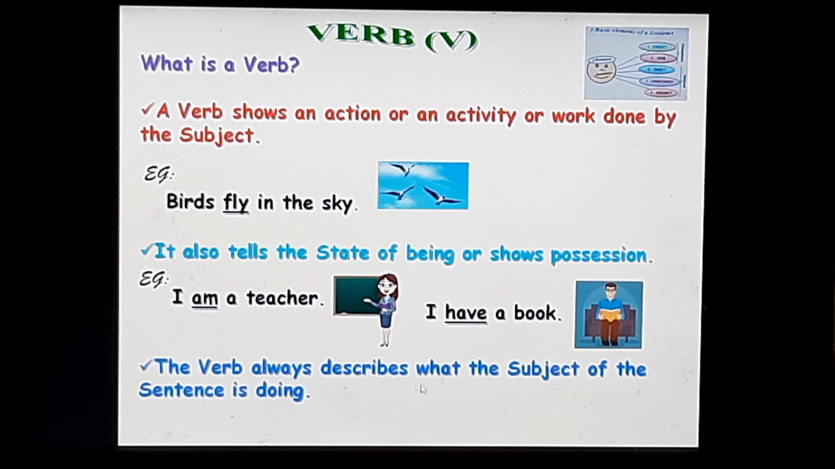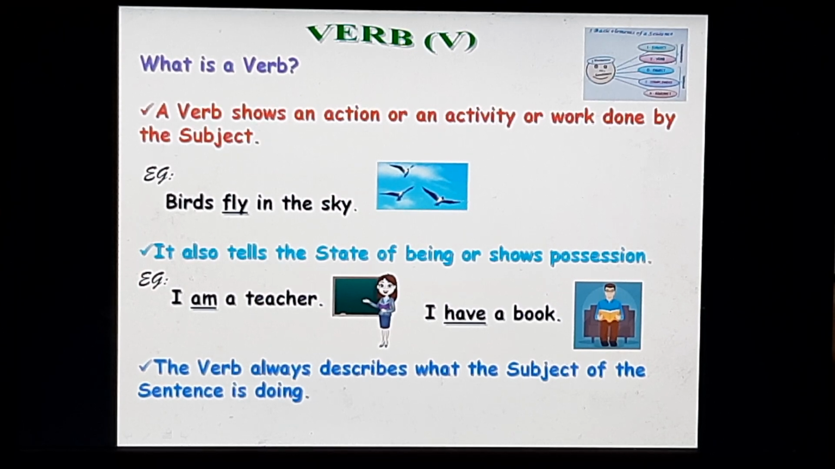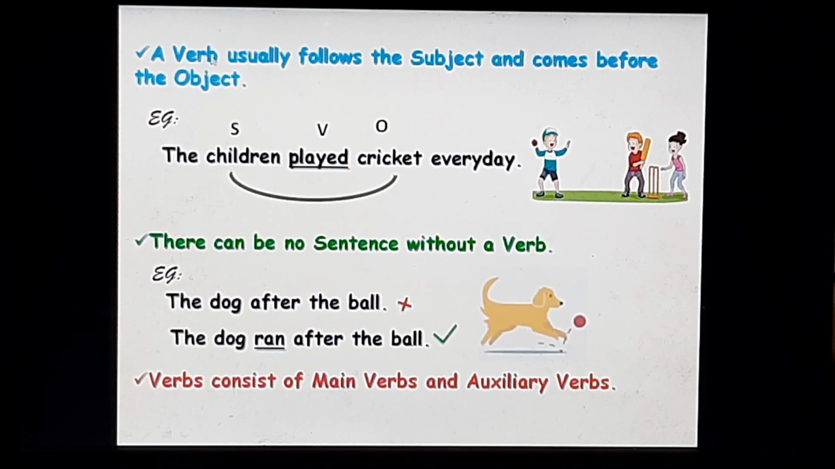So the verb always describes what the subject of the sentence is doing. Now, a verb usually follows the subject and comes before the object. Like in this example, the children played cricket every day. Children is subject, cricket is object, and you have the verb played in between the subject and the object.